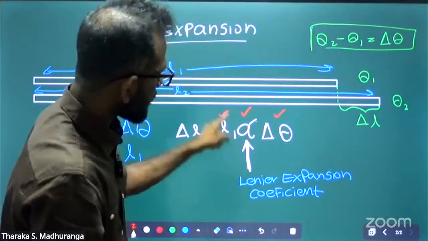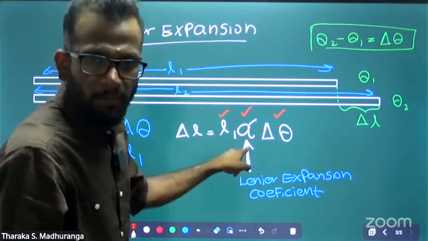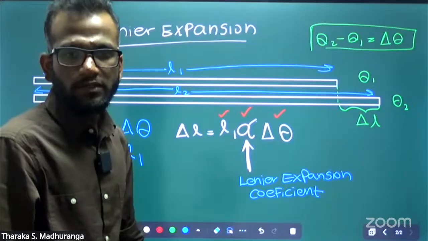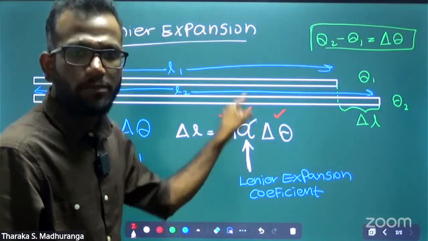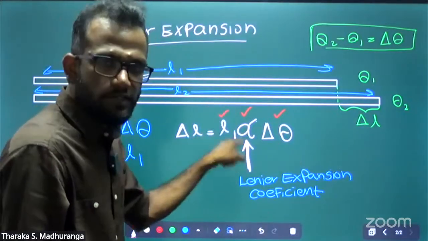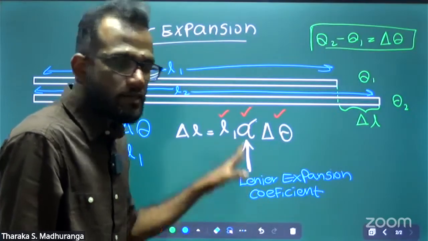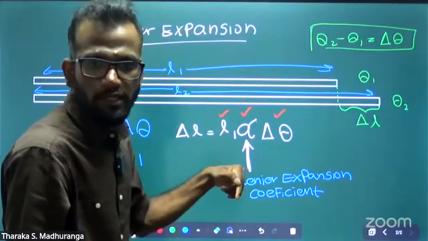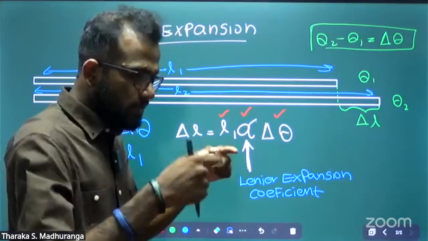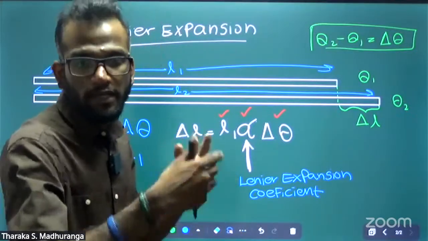Now you can understand: the initial length, matter type, and the temperature difference. Initial length, matter type, and temperature difference. The alpha is the linear expansion coefficient that depends on the material type. It's actually a constant depending on the material type. It changes according to material only.